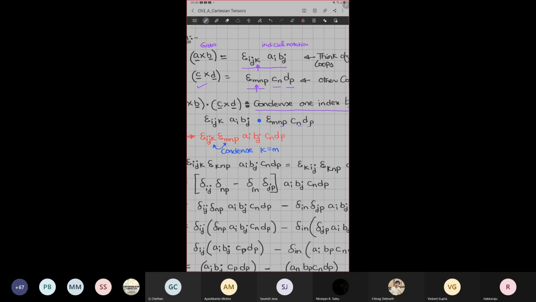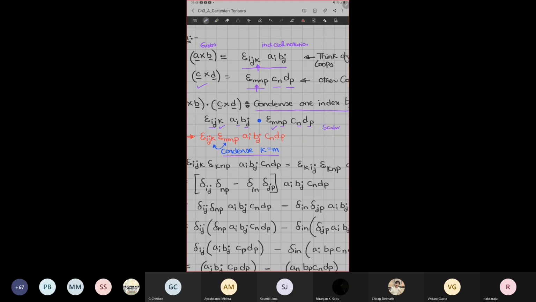Already np, cn, dp are condensed. Only free index is m here. Already ij are condensed, so the free index is k. So the condensation is only possible in a loop on k equal to m. So we are going to condense on k equal to m. That means either k I will replace by m, or m I will replace by k. It doesn't matter. And each of these variables are scalars in this computation.